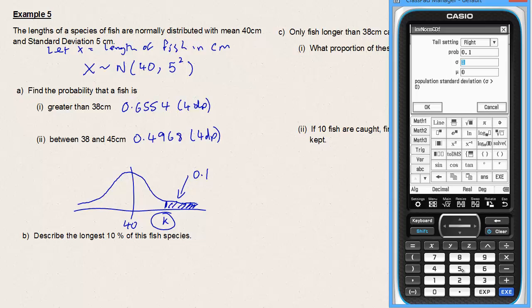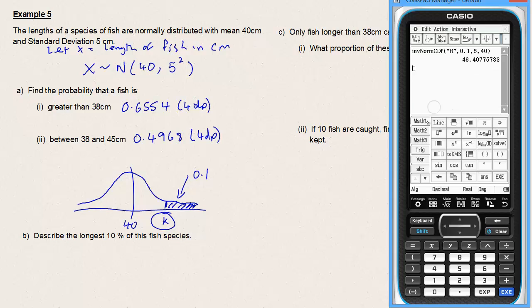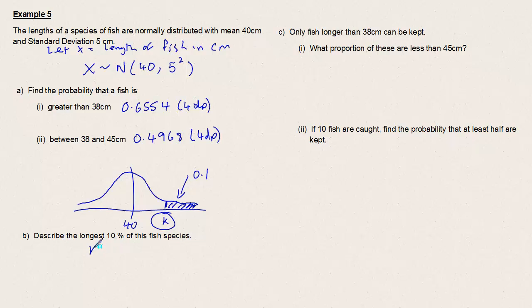Sigma is 5. Mu is 40. And that gives us 46.4. So we're going to say that k is equal to 46.4. So 10% of the species are 46.4 centimeters long or more.